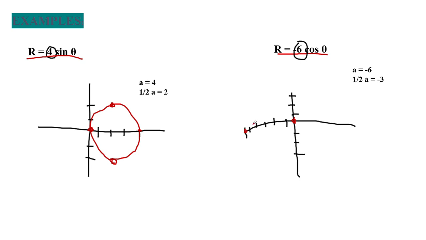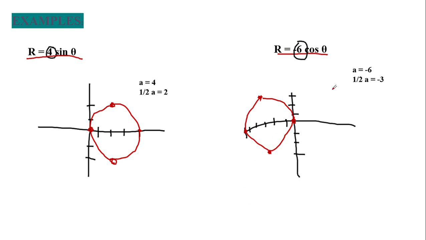And then our half of A is negative 3. So it is here. And negative 3 again down. So it is here. And then again, we can connect the dots. So it is like this. That's how you can plot a circle with the given function r is equal to negative 6 cosine theta.